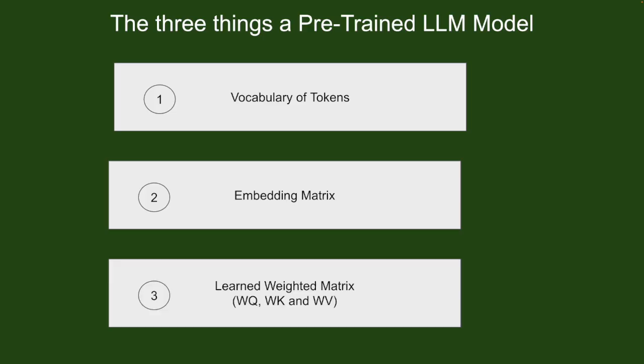And the last one is something called the learned weighted matrix. This is something the LLM learns as part of the training process, and it is built automatically. It is represented as WQ, WK and WV. We will come to that later, because it is a concept of transformer-based LLM models. First, let's talk about the vocabulary of tokens and the embedding matrix.